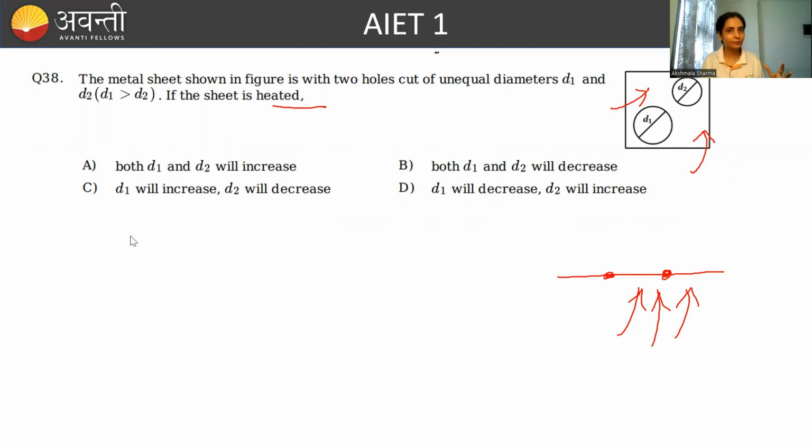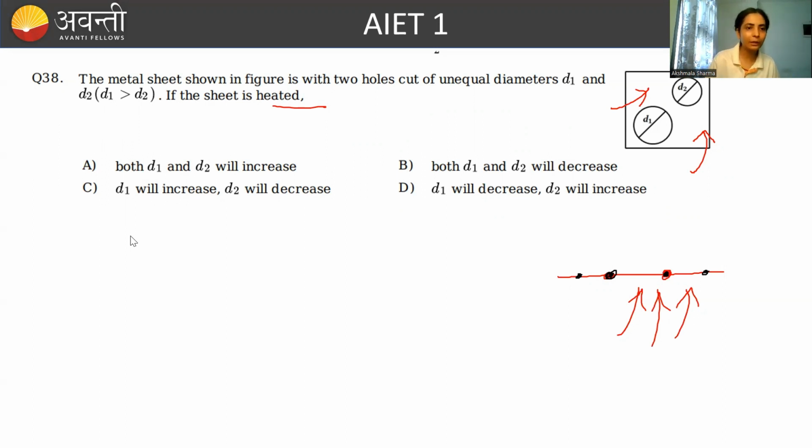This rod will expand, and as this rod expands, what will happen? This point will come somewhere here, and this point will come somewhere here, because it's expanding. So the distance between the points will also change. If the distance between the points is changing, it means what is happening? Everything is expanding uniformly, right?